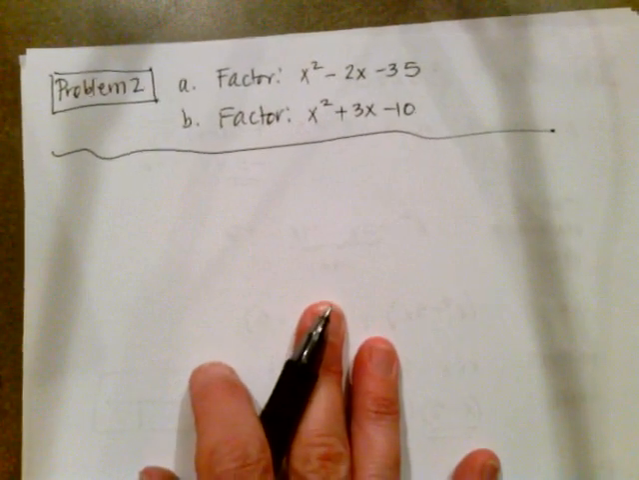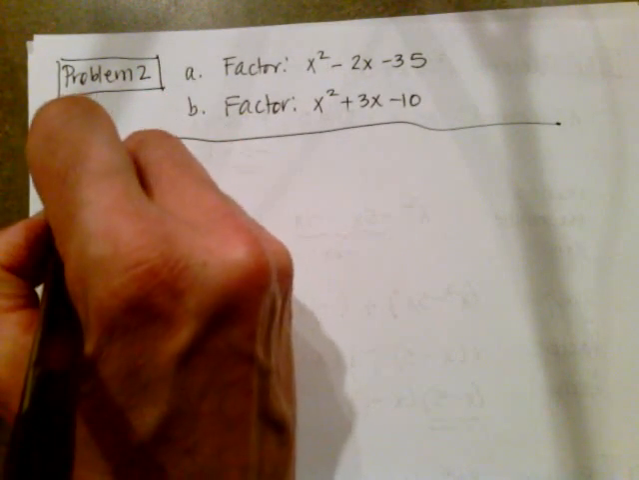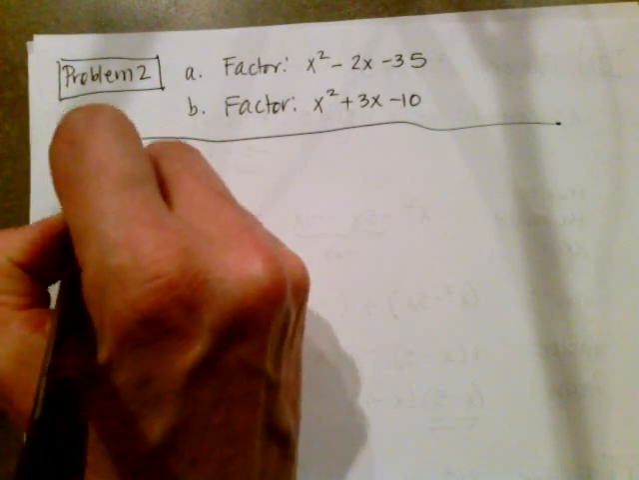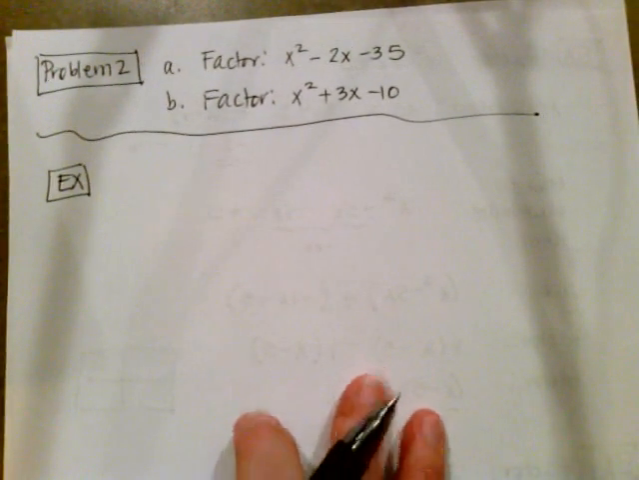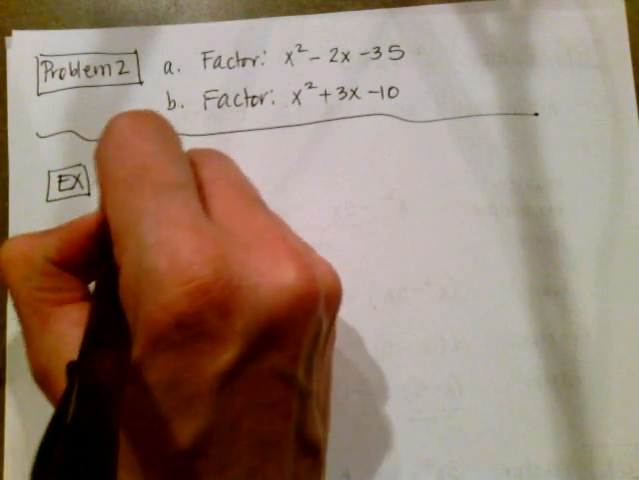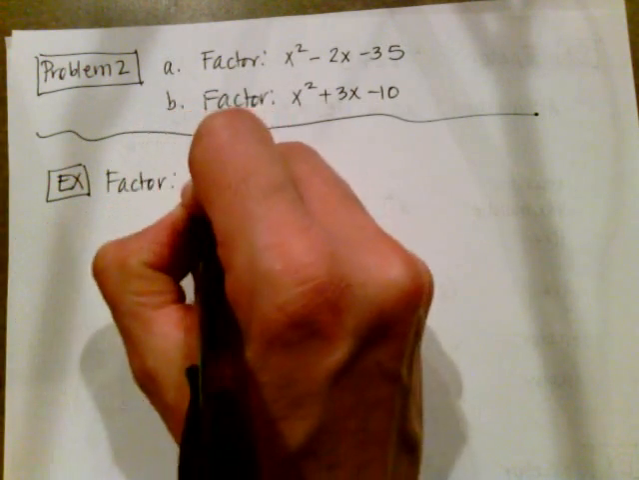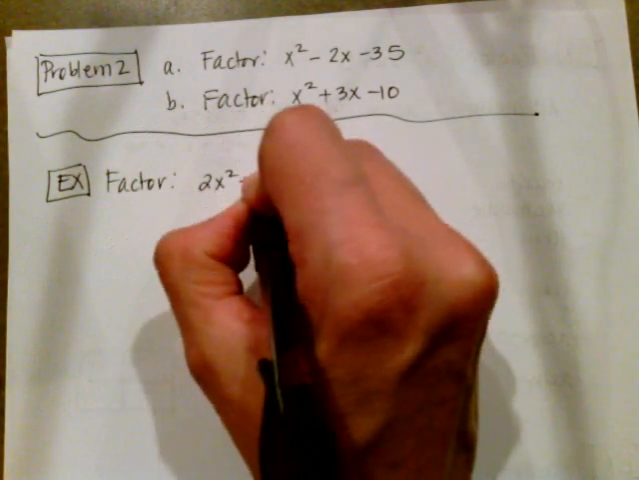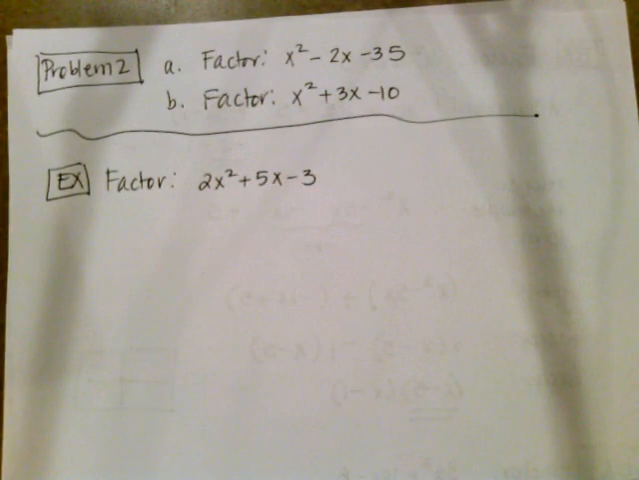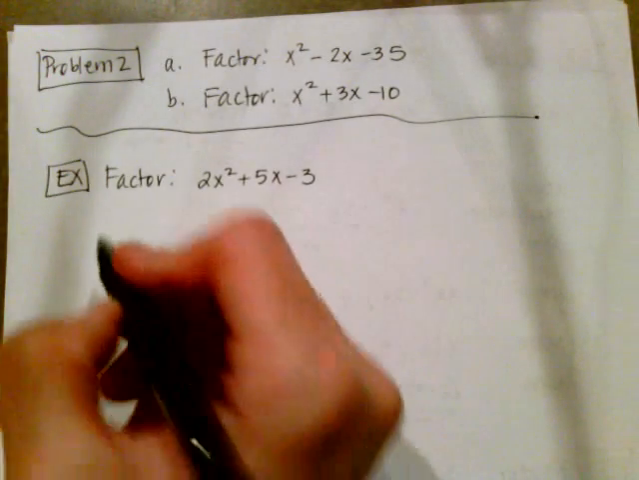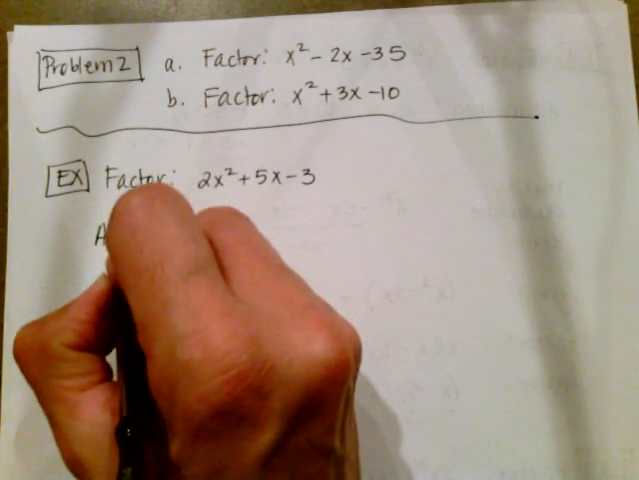Alright, I'm going to do 2 more examples and then today is done, just to make sure that you have additional things if you need it for reference. So this one says factor, and we're going to do 2x squared plus 5x minus 3. And again, I'm going to show the AC method just to make sure that you understand it. Okay?